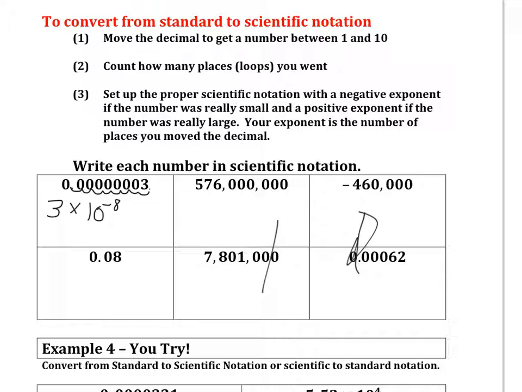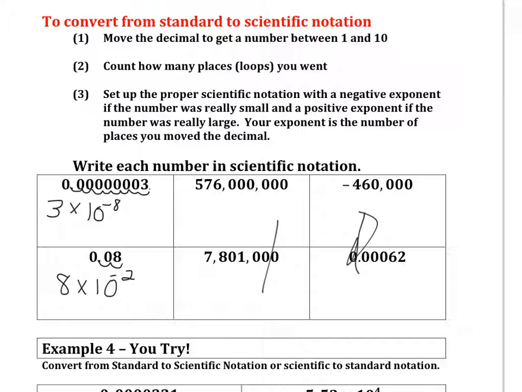The first number has to be between 1 and 10. The base is 10. And then the exponent is how many spaces you move to make it the number between 1 and 10. And then it's negative if it's a small number, positive if it's a big number. This will be 8. 8 times 10, I'm going to move it twice. And it's going to be negative because it's a small number. So 8 times 10 to the negative 2.